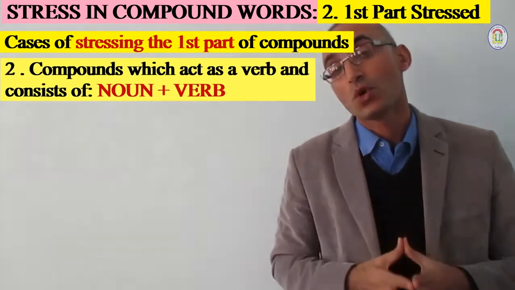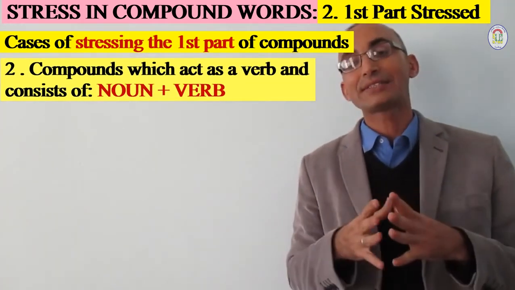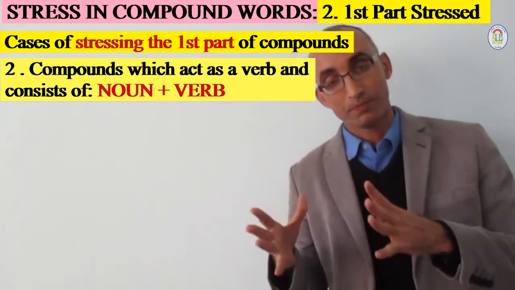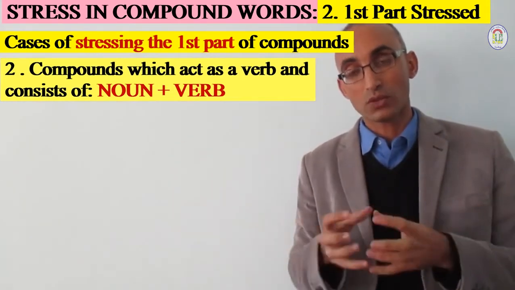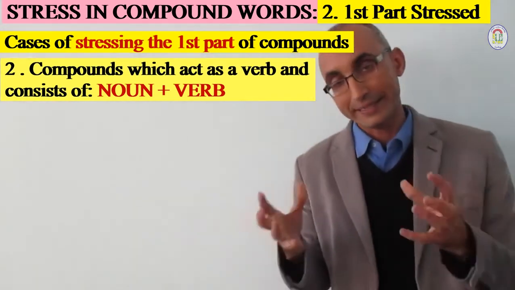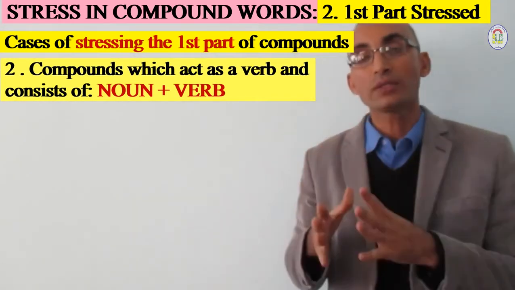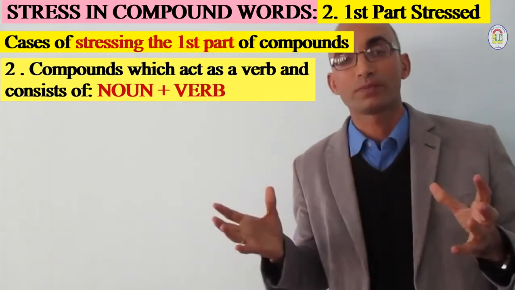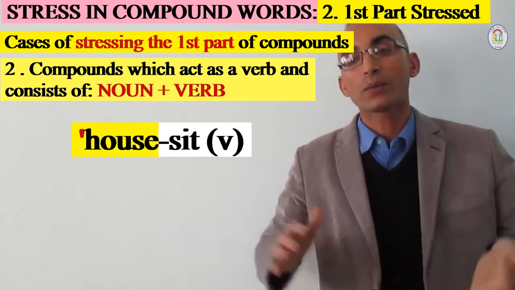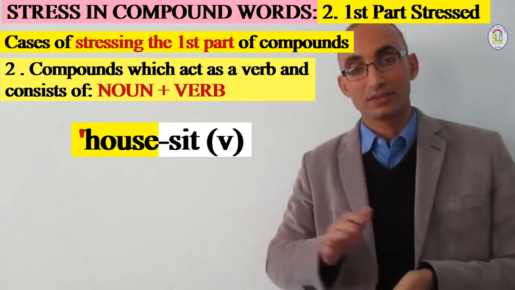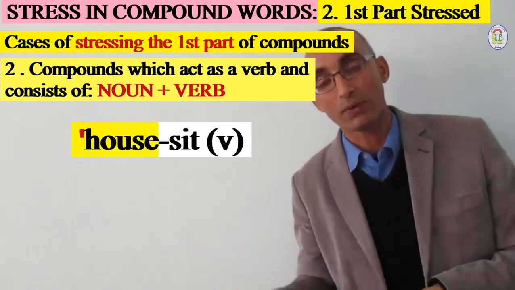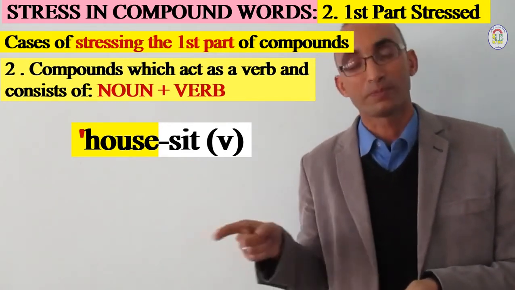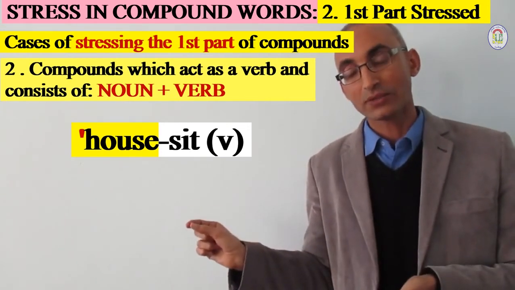is when the compound word ends with a verb at the end. It means its second part is a verb, and the whole compound word acts as a single verb. Here I refer to the case where, for example, we have a noun plus verb, and the whole compound word acts as a single verb. For example, like house sit, to house sit. So here I stress house. House is a noun and sit is a verb. And all of this compound word acts as a verb. Clear? And it ends with a single verb.